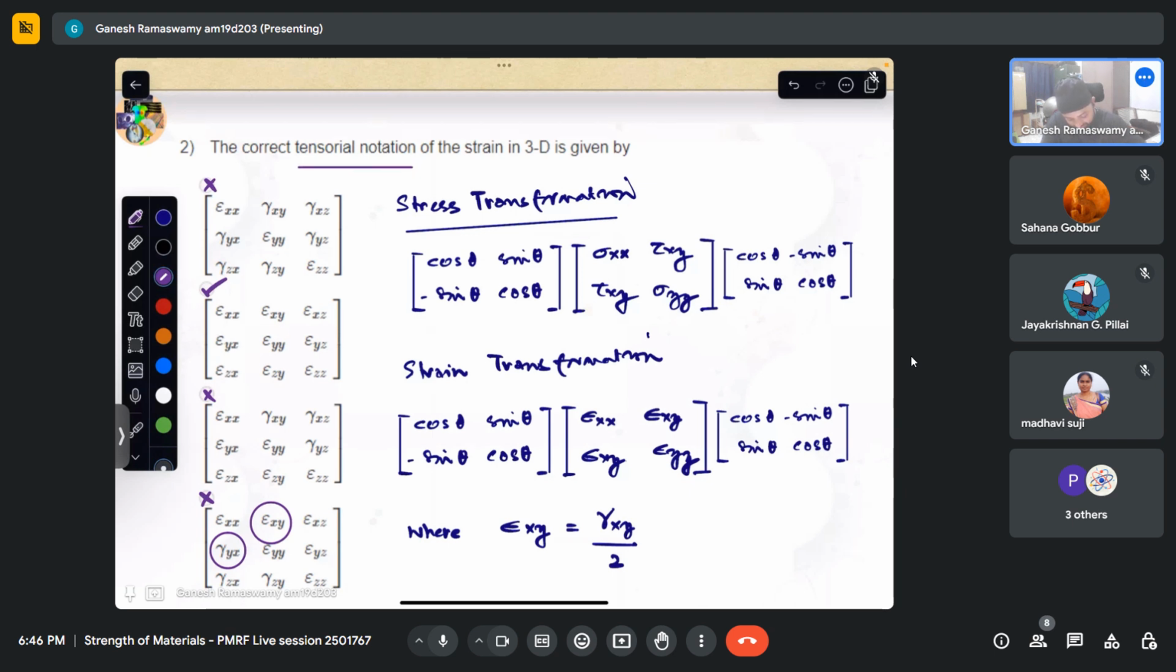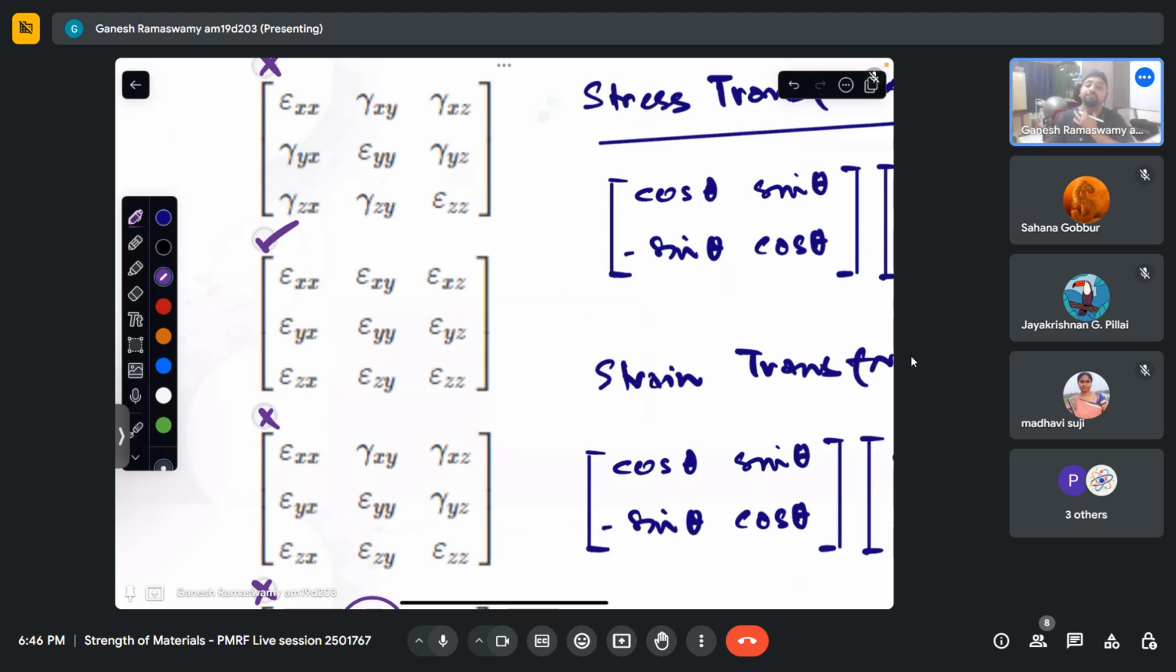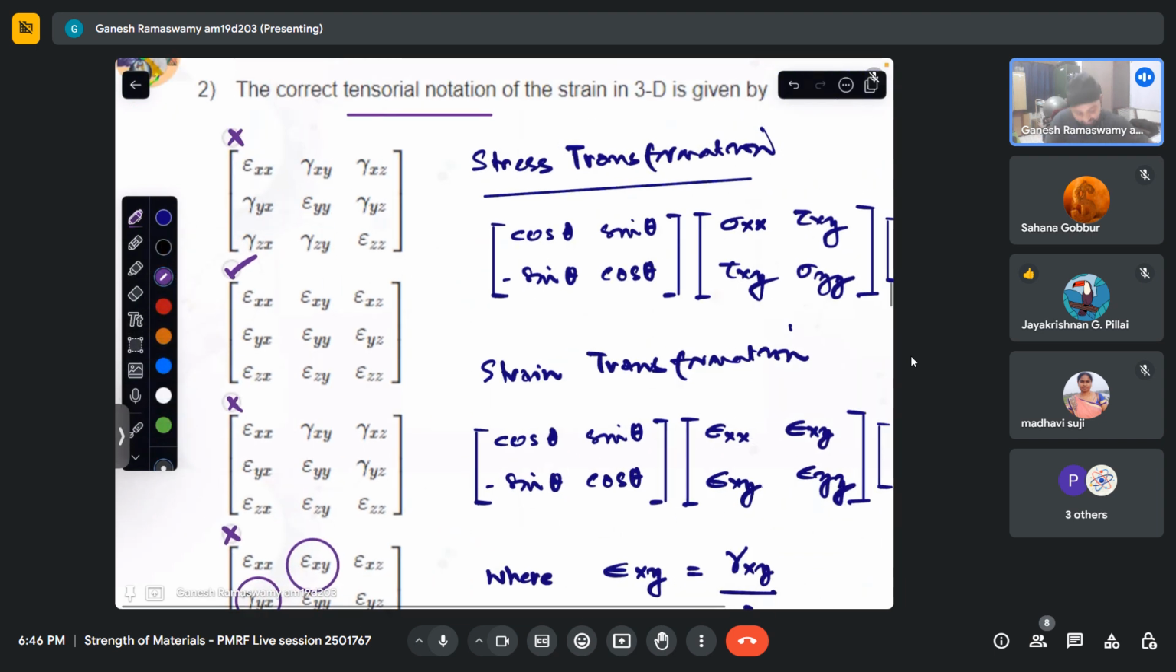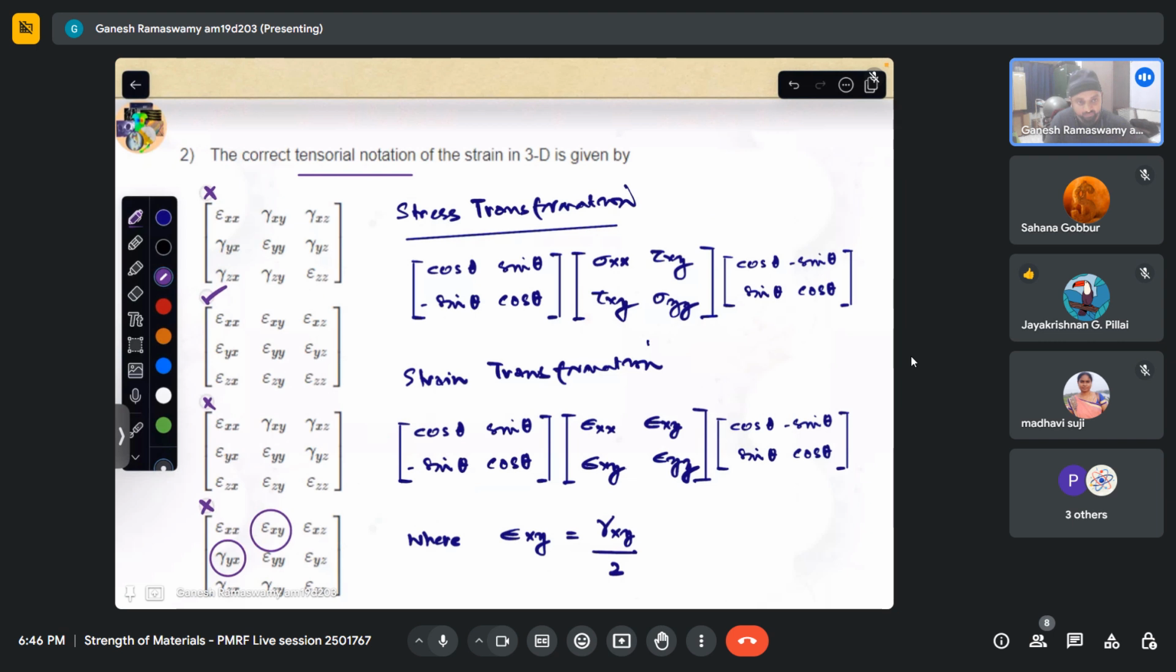Are there any questions now? Is it clear? Why we don't need to do this for stress, but we need to do this for strain? Okay. I take it that it is clear to others as well. If not, please feel free to ask. So the correct tensorial notation is this. So what does this imply?